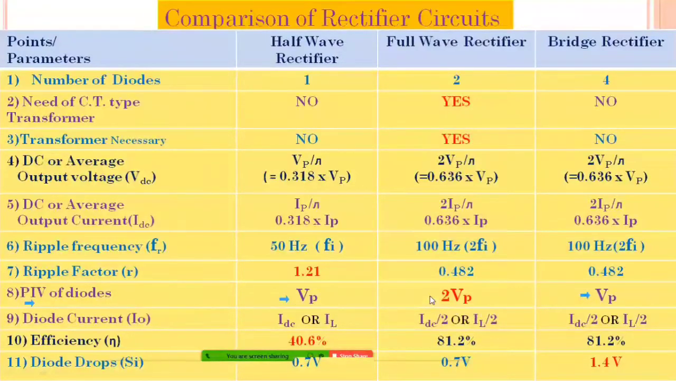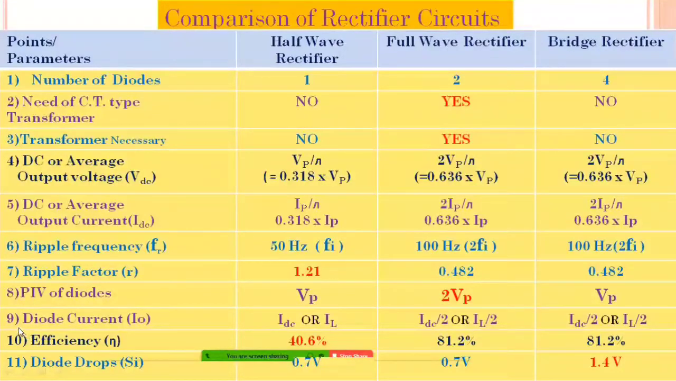But in case of the full wave rectifier, the peak value of voltage that appears across a diode under reverse bias condition is double the peak voltage present at the output across the load. That means the diode in the full wave rectifier has to bear more reverse voltage across it. Therefore, this becomes one more disadvantage. PIV is double Vp, a drawback of the full wave rectifier circuit.